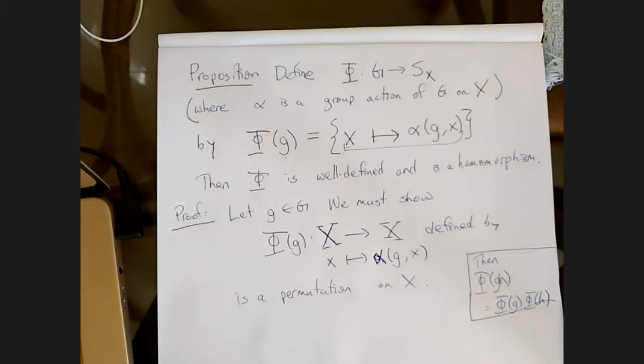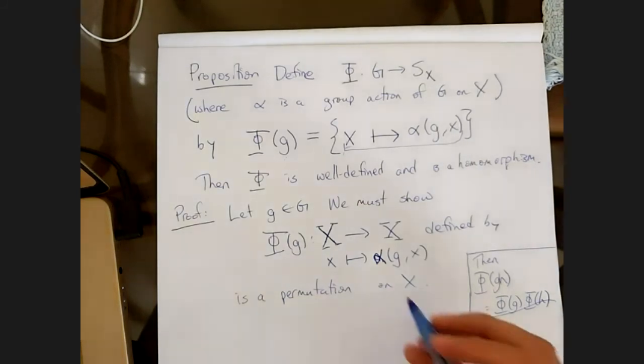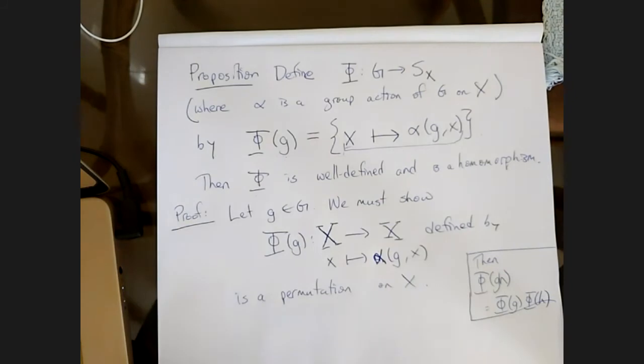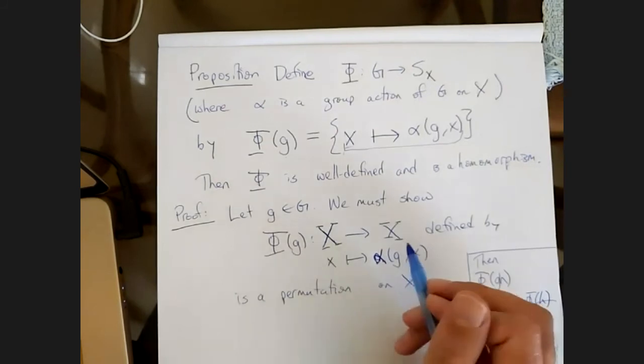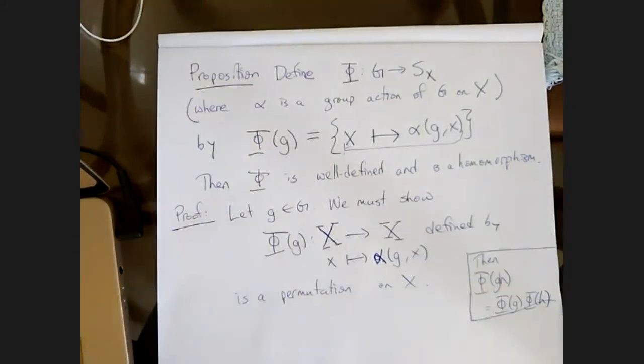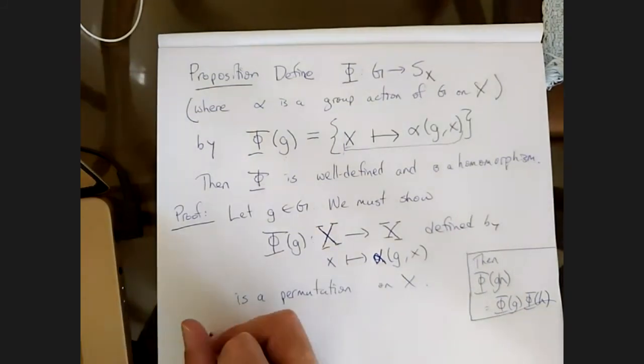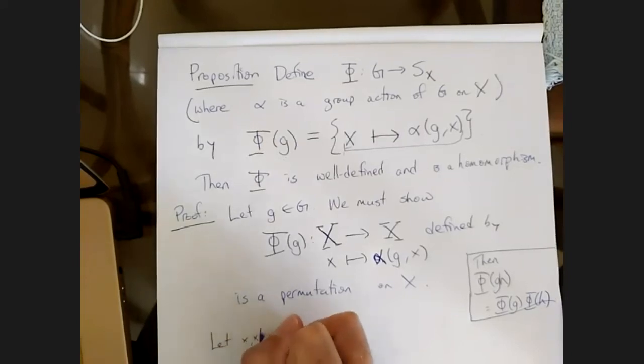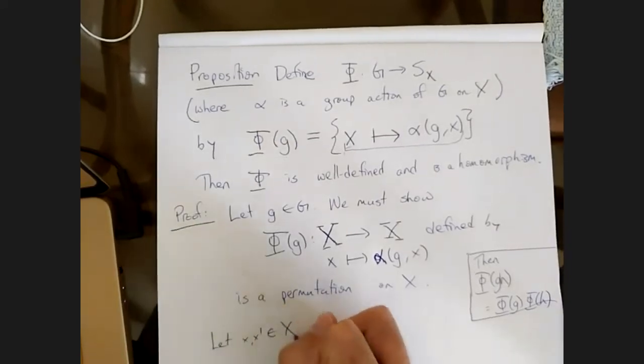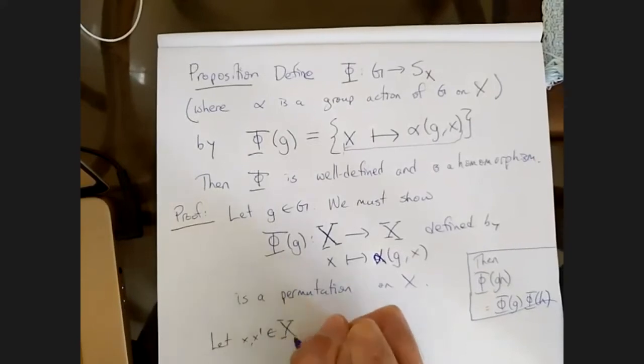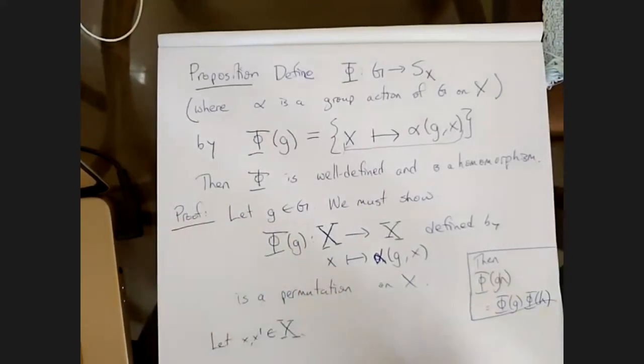Okay, so let's try. We just have to show that this is a permutation, right? So we have to show that this function is one-to-one and onto. Okay, so let's show it's one-to-one. I think there's a quicker way to do this, but we'll just do it the boring way, I guess.